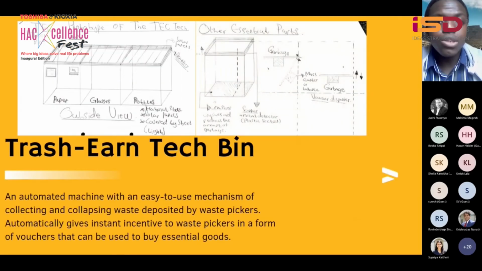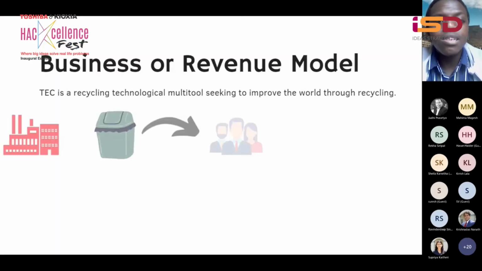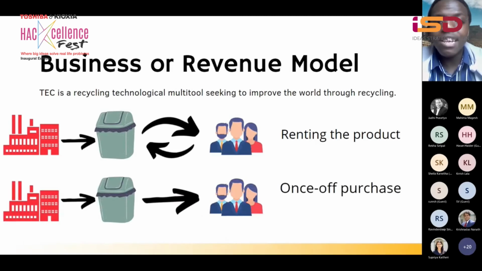Most people want to do something they can benefit from, which is why we are currently inventing an automated machine with an easy-to-use mechanism of collecting and collapsing waste. Not only that, in the process, you get an incentive. Since we don't have any manufacturing capacity, we do the design and give it to our manufacturers. Then our manufacturers build the product and we sell or rent it to our clients.